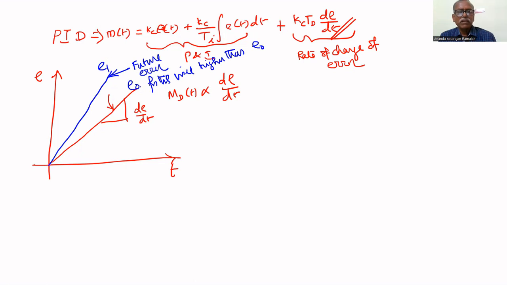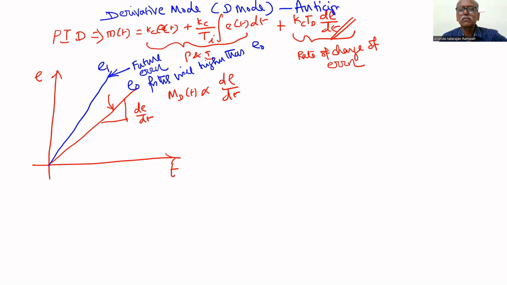If you compare E1 and E0, E1's future error will be higher because the rate at which it increases is higher. That's why we have to take necessary action now to avoid future error. That is called anticipatory control. Therefore, the derivative mode, simply D mode, is called an anticipatory controller. It will anticipate the future error so that it will take action now.